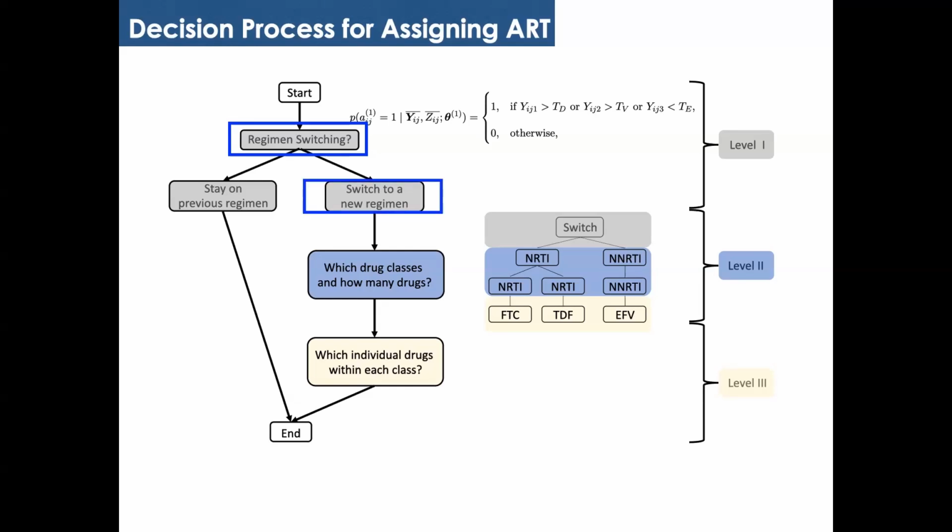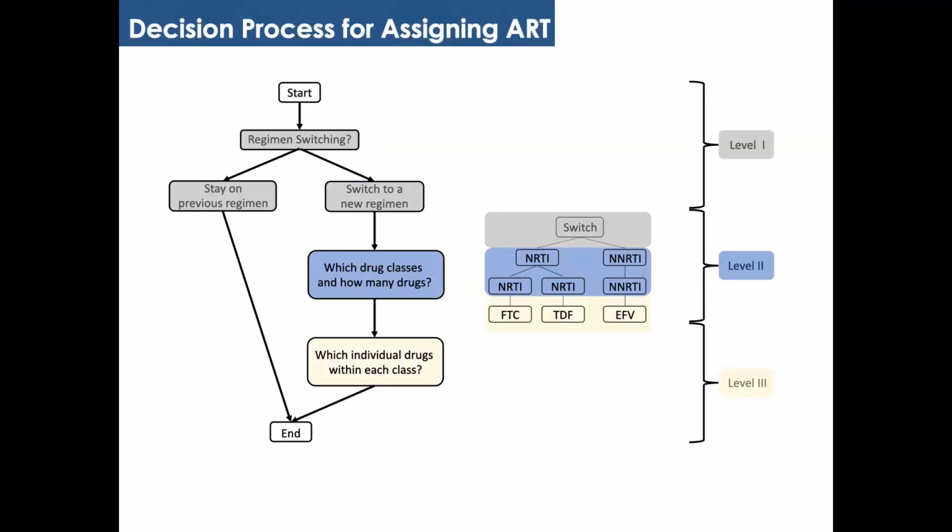If we consider switching the regimen, then we need a way to assign the drug, right? Thanks to this tree representation, we simplify this combination problem to a tree selection. Essentially, we first decide which drug classes and how many drugs we want to use. It is basically a multiclass logistic regression model. And once we determine that, what is the individual drug we need to use? It's essentially a non-central hypergeometric distribution.